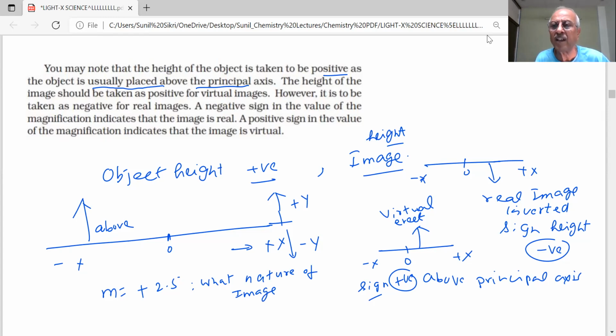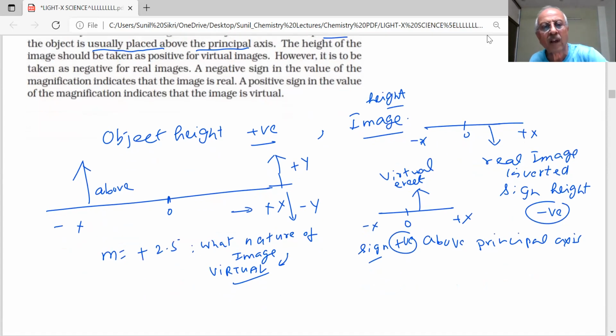Positive means where is the image, above or below? Above the principal axis. Then what is the nature of the image? It must be virtual. Is it clear? The image will be virtual. And you can see it is plus 2.5 and it is enlarged. Size has become 2.5.